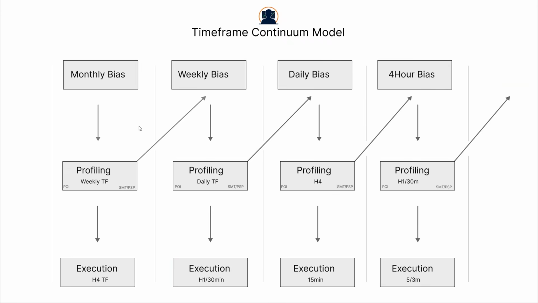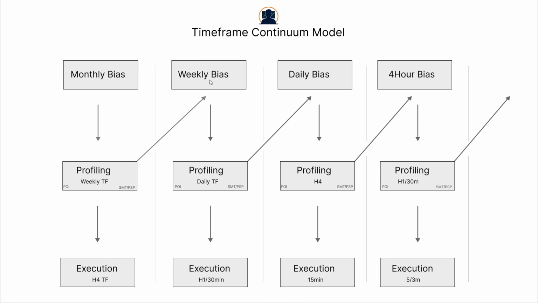And you need to know that each of these can be traded independently. You can determine the bias of the monthly candle. You do the profiling on the weekly time frame and you look for execution on the 4-hour time frame. So you can profile the monthly time frame on the weekly time frame, then you execute on the 4-hour time frame.